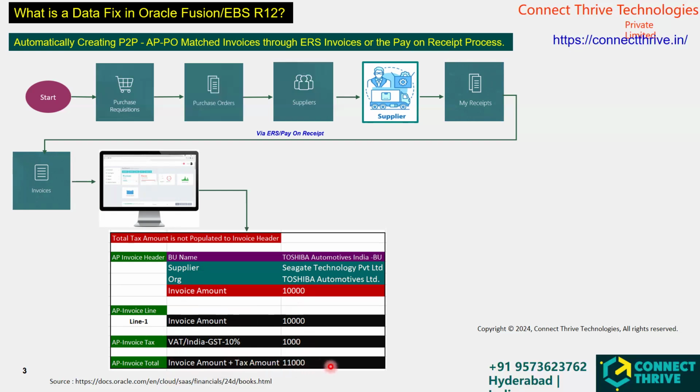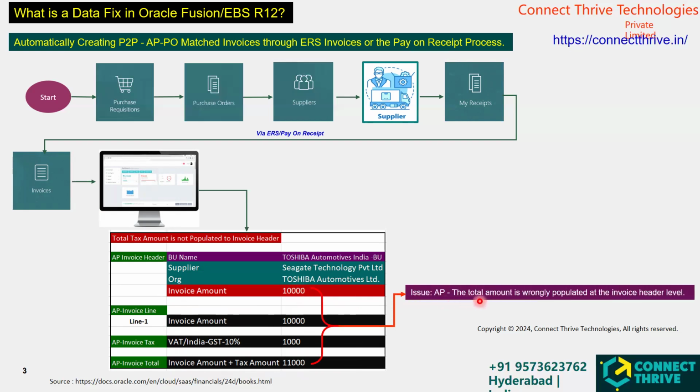As an expected result, this 11,000 should be updated at the respective header level. But if you see here, the total amount is wrongly populated in the invoice header level. It should update to 11,000, but it is not happening. It's not the intended behavior. It's behaving differently. We are not expecting this output, but the system is updating this invoice amount wrongly.